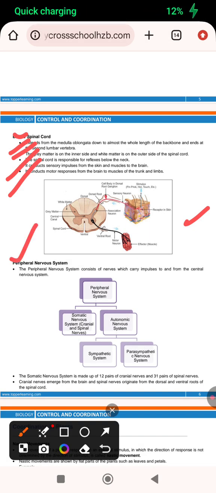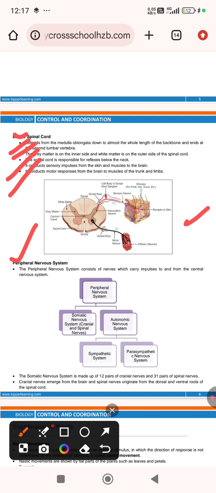Peripheral nervous system. The peripheral nervous system consists of nerves which carry impulses to and from the central nervous system. Peripheral nervous system is of two types: somatic nervous system and autonomic nervous system. Autonomic nervous system is of two types: sympathetic nervous system and parasympathetic nervous system. The somatic nervous system is made up of 12 pairs of cranial nerves and 31 pairs of spinal nerves. Cranial nerves emerge from the brain and spinal nerves originate from the dorsal and ventral roots of the spinal cord.